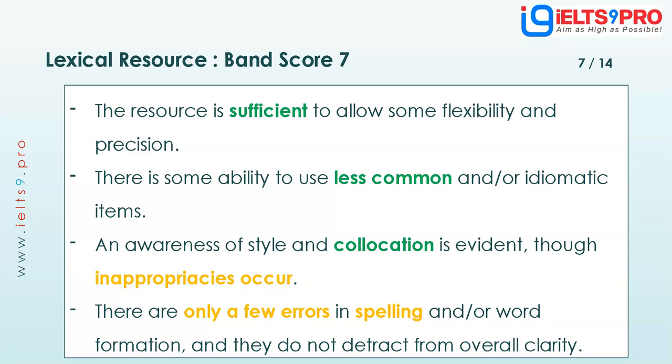Now, for a 7, let's take a look. So you need to have some flexibility. You need to be able to use less common words, and you must have an awareness of style and collocation. Now, you can have some minor inappropriacies and a few errors in spelling. So you don't have to be perfect.